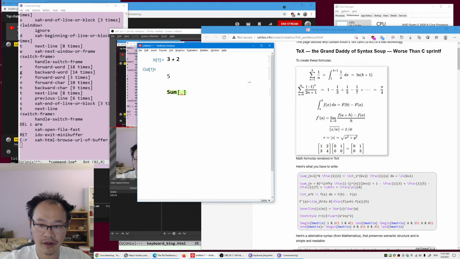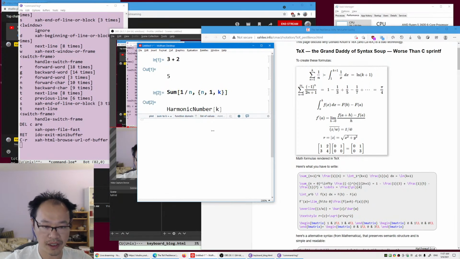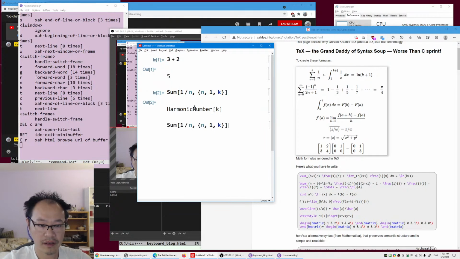So first of all, I'm going to show this sum formula. Okay, sum 1 over n. I'm going to show you how you typeset it. So sum 1 over n from 1 to k. Okay, evaluated. Okay, it's a harmonic number. It's a convergent series. Okay, so wait, I forgot the math. But anyway, you want to typeset this. So this is all you have to type, and you just select it.